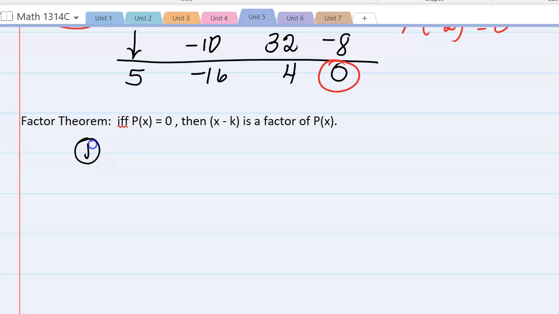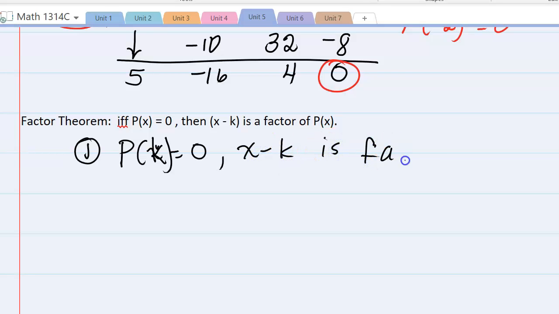One way would be if we know that p of k is equal to 0, then x minus k is a factor. The other way would be if we know that x minus k is a factor, then we know that p of k is equal to 0.